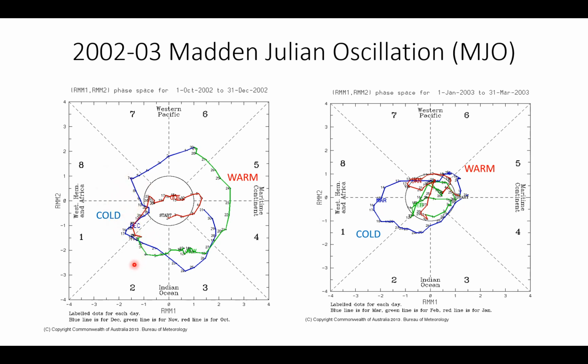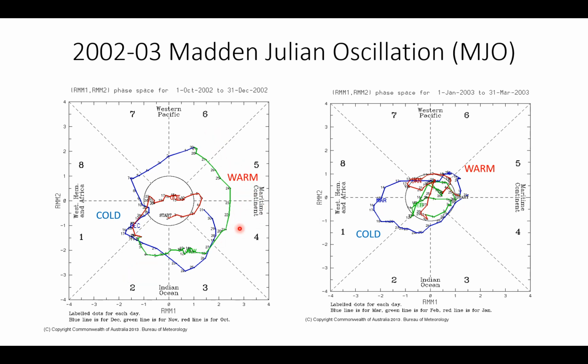So just as a refresher for everybody, generally December, January, and February, if you're in phases 8, 1, and 2, you're in a colder regime as far as temperatures for the eastern U.S. If you are in phases 4, 5, and 6 of the MJO phase diagram, you're generally expecting warmer than normal temperatures in the eastern U.S.